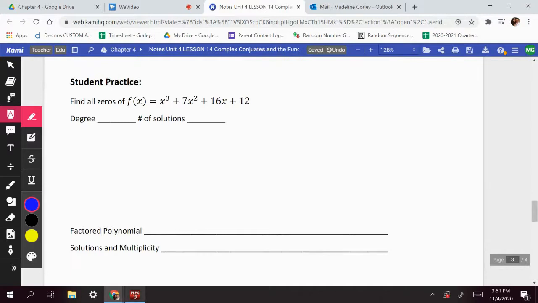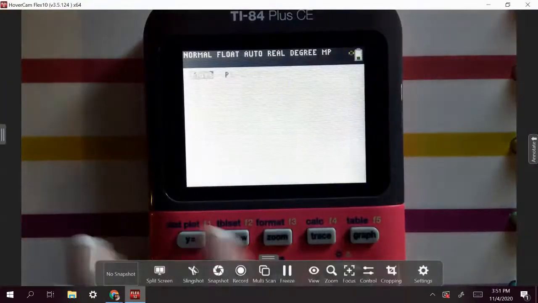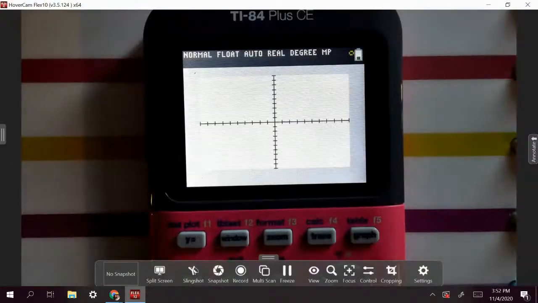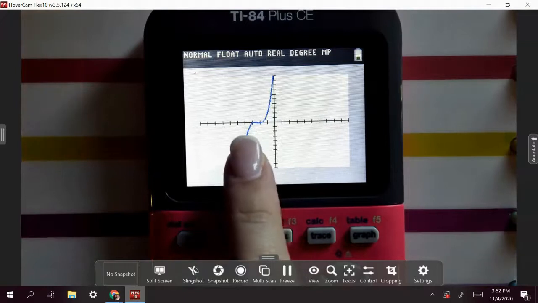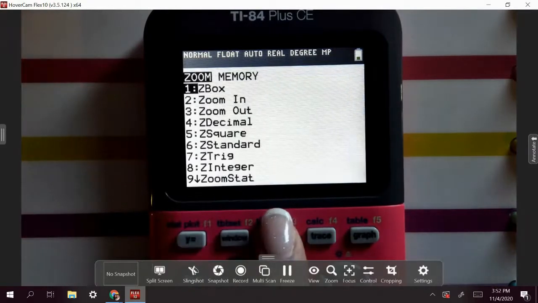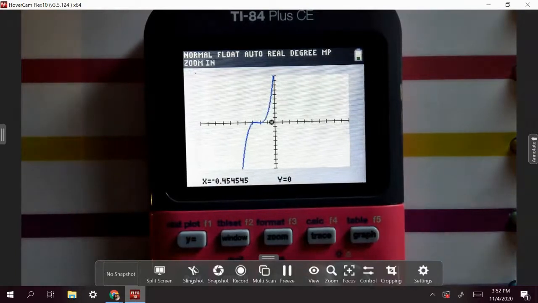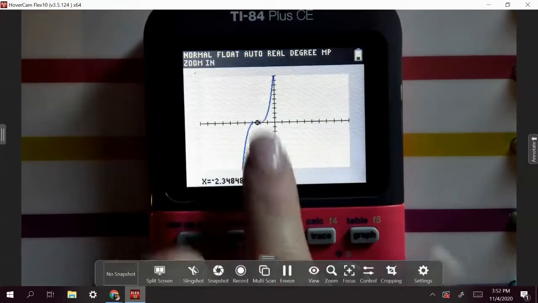Welcome back. Let's go ahead and plug this into our calculator. I'm just going back to my y equals and typing in x cubed plus 7x squared plus 16x plus 12. Here we are. I'm going to press graph. Okay, there's a couple things happening. It's hard to tell where it crosses. I'm going to zoom in, and I'm going to move my little crosshair over here because I want to see this section of the graph closer.